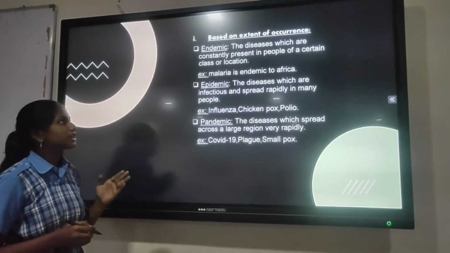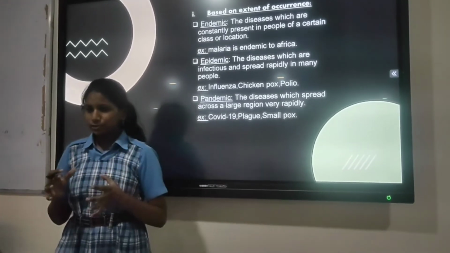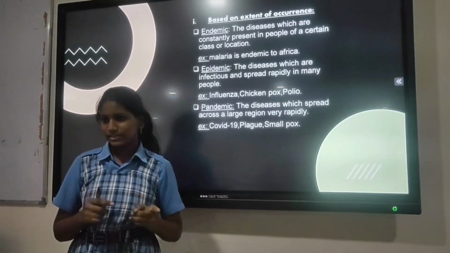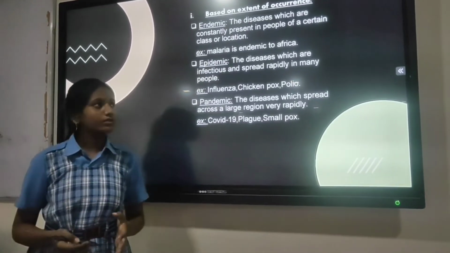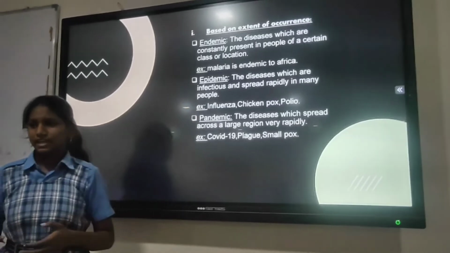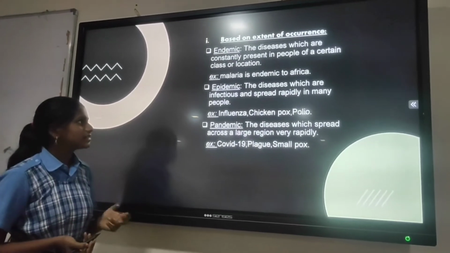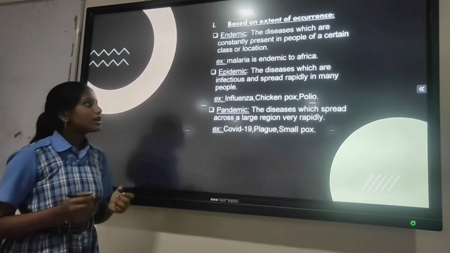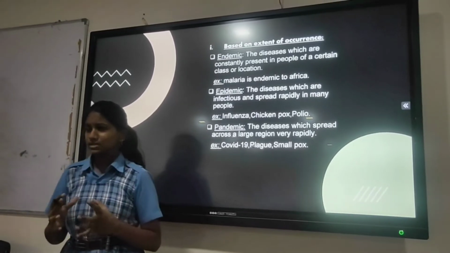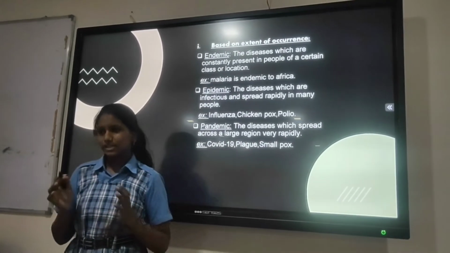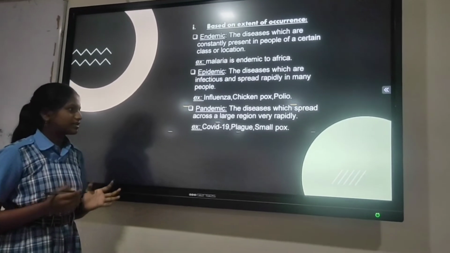Endemic diseases are those which are constantly present in people of a certain class or location. In a group of people, if one person gets that disease, then it will automatically spread to that group of people. An example for this is malaria. Malaria is endemic to Africa. The next one is epidemic. Epidemic diseases are infectious and spread rapidly among many people. These diseases spread too fast in a short area. Examples are chickenpox, polio, and influenza.